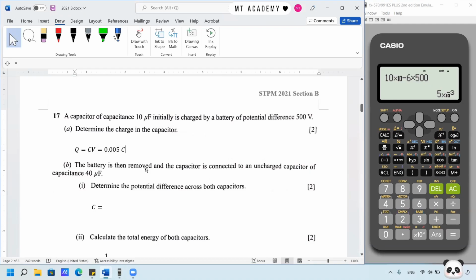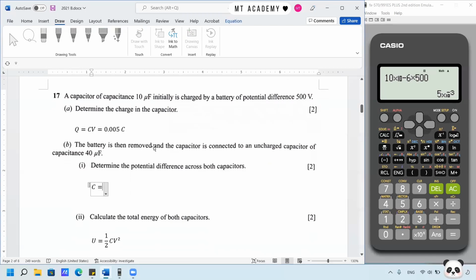The battery being removed indicates that the charge is conserved, so you should understand this. The capacitor is then connected to an uncharged capacitor of capacitance 40 microfarad. This question is quite similar to one of the questions in the ulangan paper of 2021. If you have watched that video, you should be clear what to do. The first step is to determine the potential difference across both capacitors. What we did is first get the new effective capacitance.